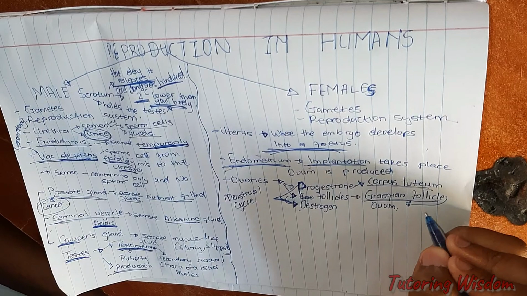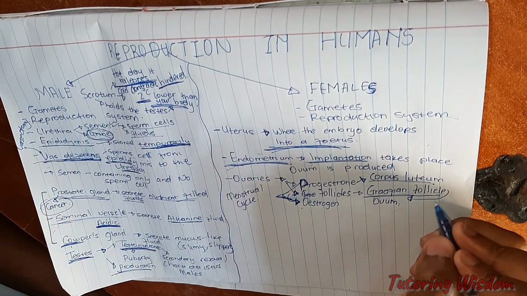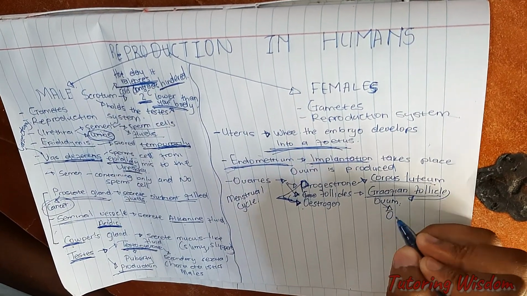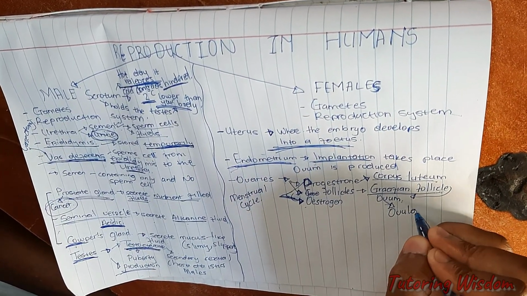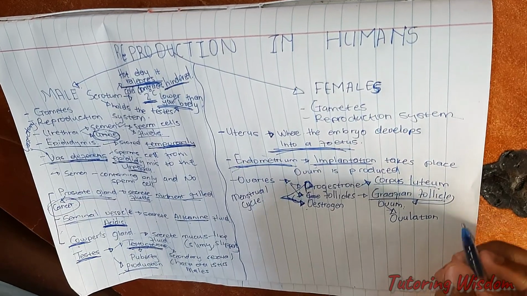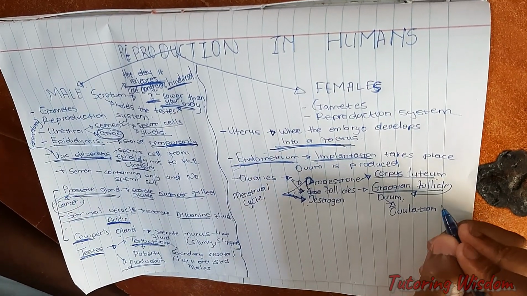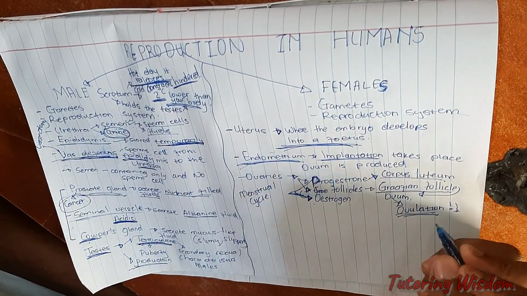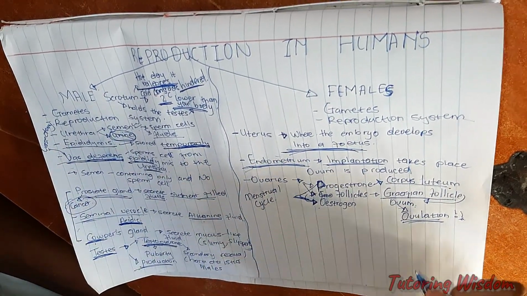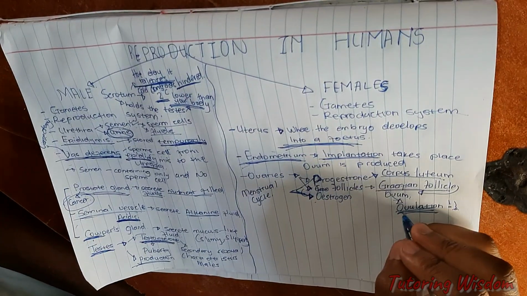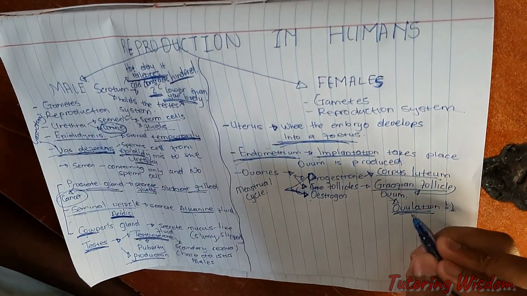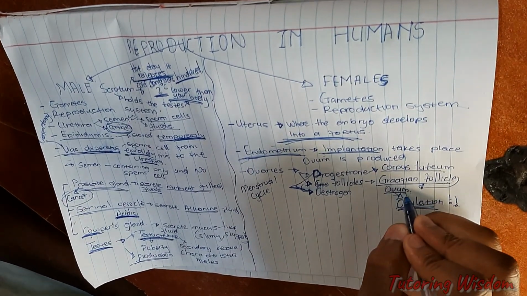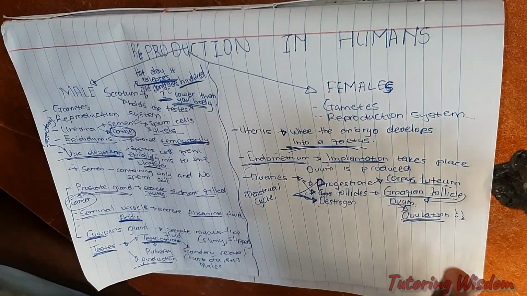So your Graafian follicles also contain an ovum. That ovum will be released during ovulation. The process of the release of an ovum is called ovulation. You have to know the definition of ovulation. Ovulation is when a Graafian follicle ruptures and releases an ovum. So that's your ovulation stage.